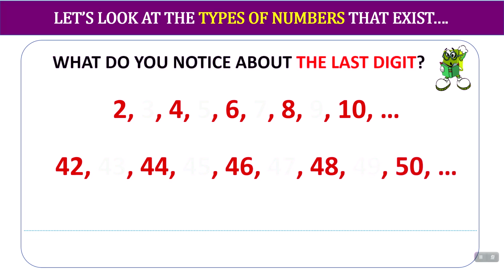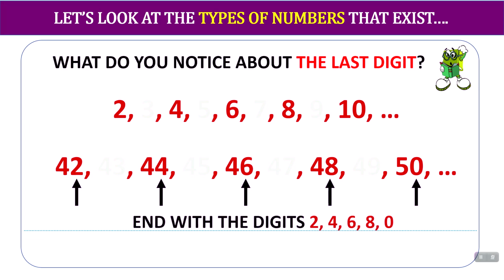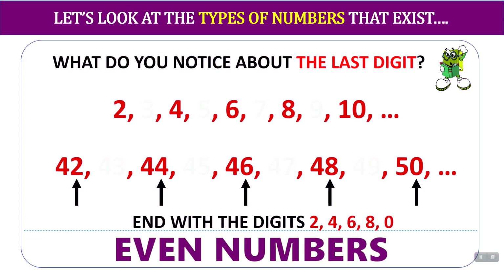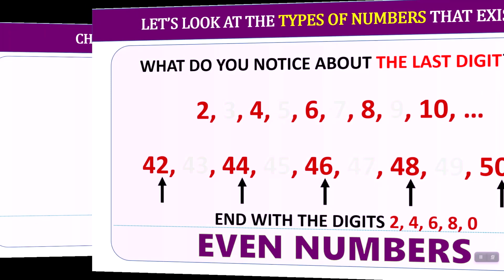What do you notice about the last digit in every one of these numbers? In every one of these red numbers, what do you notice that is the same about the last digits? They all end with the digits 2, 4, 6, 8, or 0. And that is why we call these types of numbers even numbers.